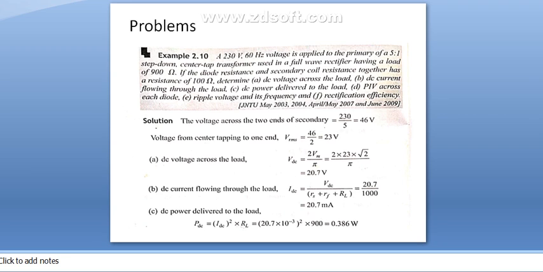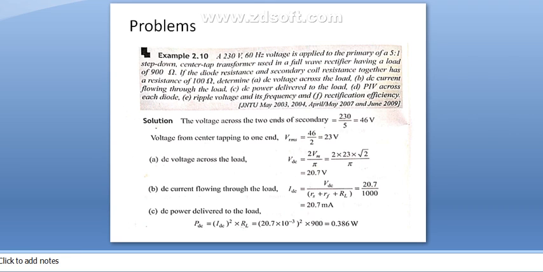Voltage from center tapping to one end is equal to 23 volts. So voltage across the two ends is 46 volts. Voltage from center tapping to one end is 23 volts. Here the DC voltage across the load, VDC, equals 2 Vm by pi. In the full wave rectifier, the DC voltage is 2 Vm by pi. So substitute Vm and pi values. Then the DC voltage across the load becomes 20.7 volts.